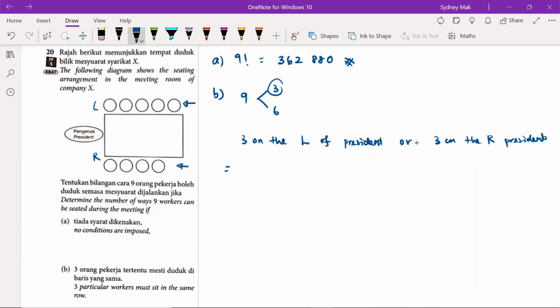Now let's say 3 of them on the left side. On the left side we have 1, 2, 3, 4, 5 chairs. So any of the 5, we place the 3 workers, so 5P3. The remaining will be 6, so 6P6. And next, 3 on the right side of the president. So 4P3, and the remaining seats will be free for the remaining 6 workers, so 6P6.